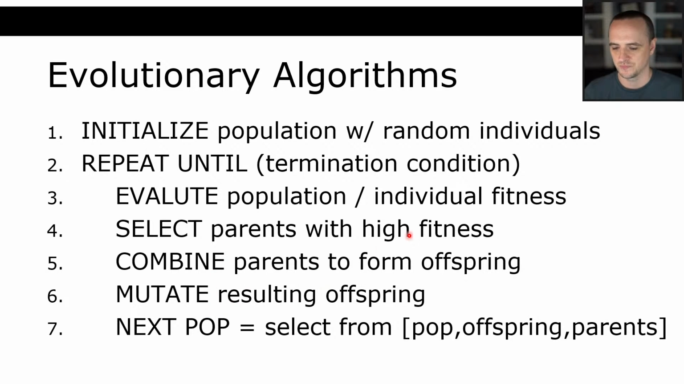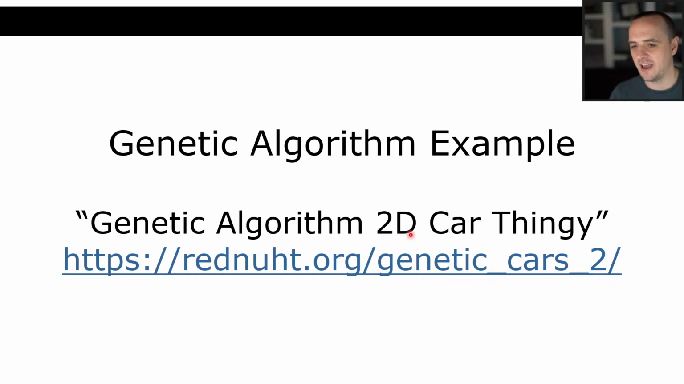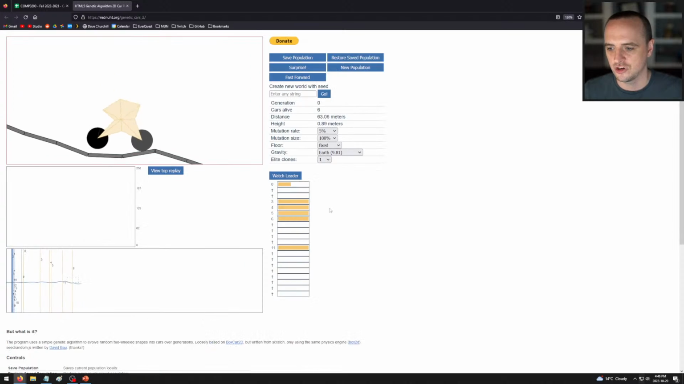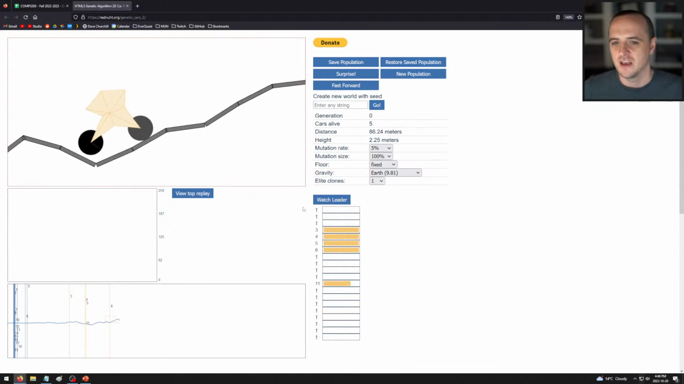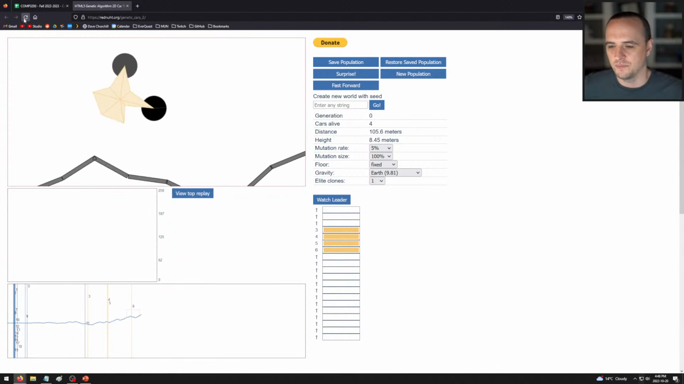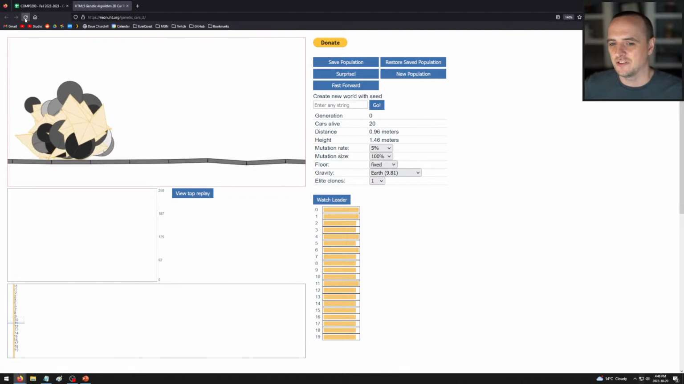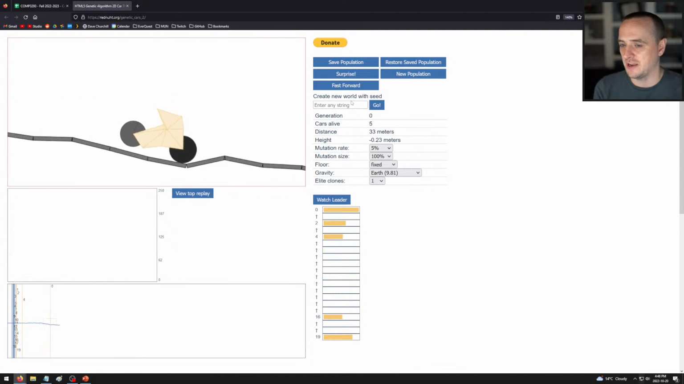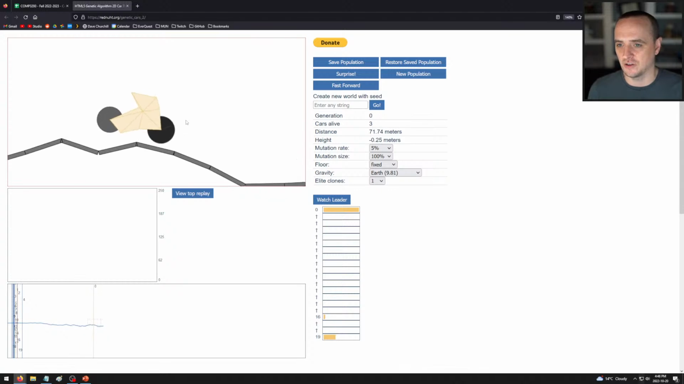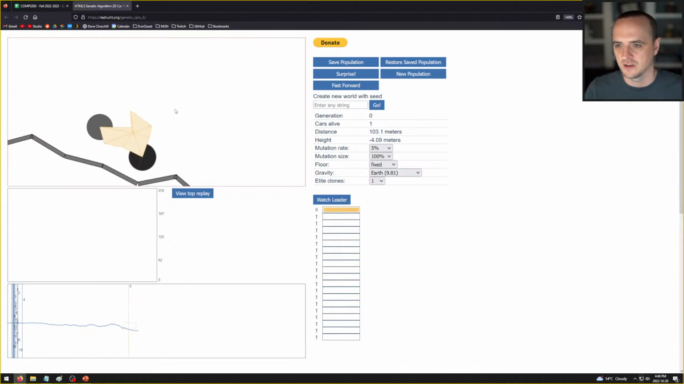If you want to see a really cool genetic algorithm working in real time, I would recommend going to this website and playing around. Let me really quickly show you what this is. It is a genetic algorithm for driving cars. What happens is the genotype here is a bunch of different angles which specify, let me show you.